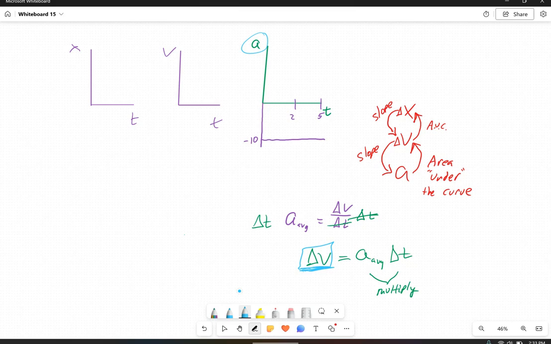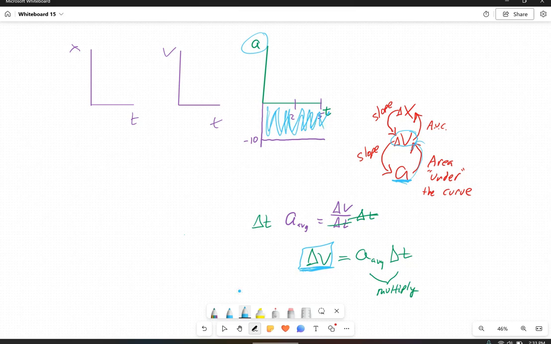If I'm looking for my change in velocity and I'm starting here, how do I get from my acceleration to my change in velocity? The area under the curve. And you'll notice that I say under. It's not exactly under in this situation. In fact, it's going to be over the curve. It's from the gradient or the slope line to the x-axis. That's what I mean by under. So I'm going to take this area right here.